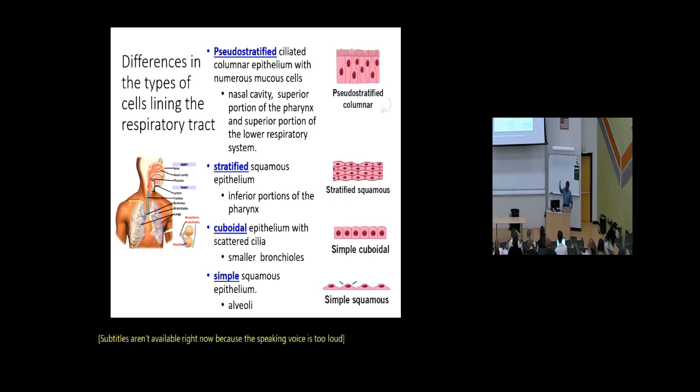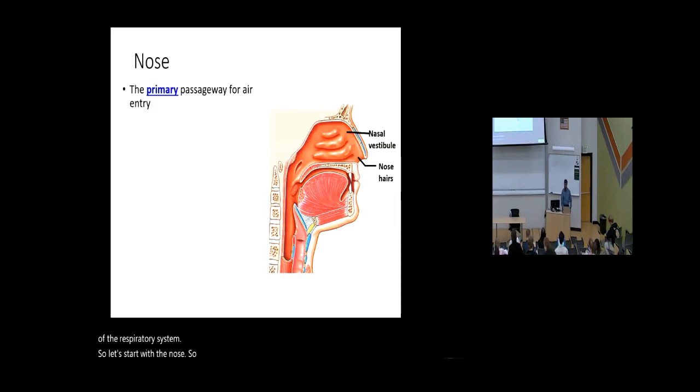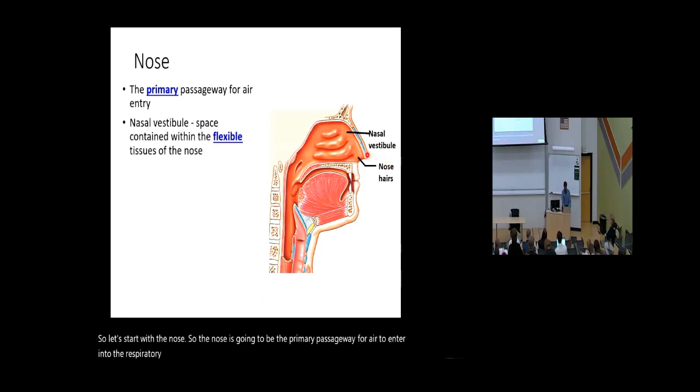So this is just an overview of the various cells we'll encounter, and we will revisit these cells when we talk about the different parts of the respiratory system. So let's start with the nose, right? The nose is going to be the primary passageway for air to enter into the respiratory tract, and the space which is contained within the nose is known as the nasal vestibule, right?